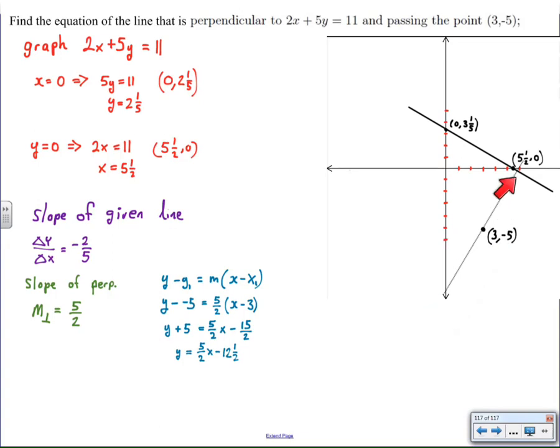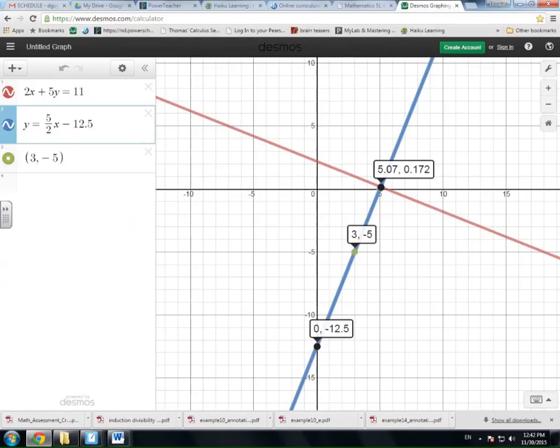It's very possible that my picture is flawed, that my picture is not accurately representing the situation here. It's just giving me a general idea. So I go to technology. Here you can see I entered in the line that was given to me. I entered in the point (3, -5), and then I took my answer and typed it in, and I wanted to make sure that my line went through that point and that it also was in fact perpendicular, just from eyeballing it, to the line that was given.